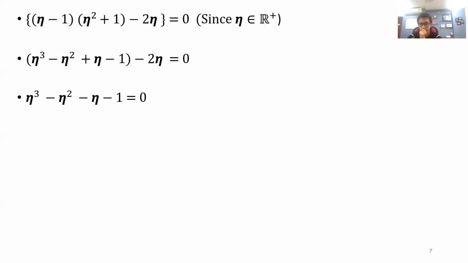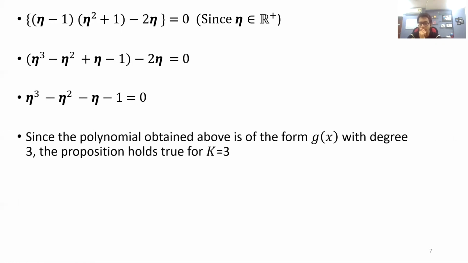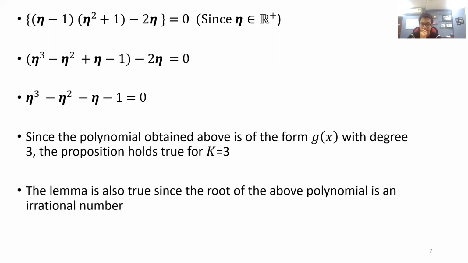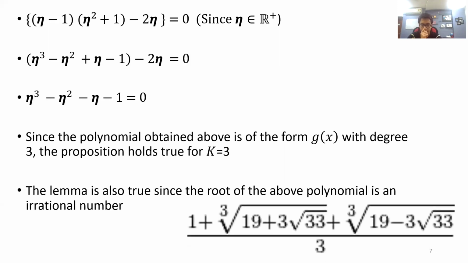And as you may have noticed already, this is of the form g of x with degree 3. And hence our proposition holds. The lemma is also true since the root of the above polynomial is an irrational number. You wanna see what it is? Here. Whoa!